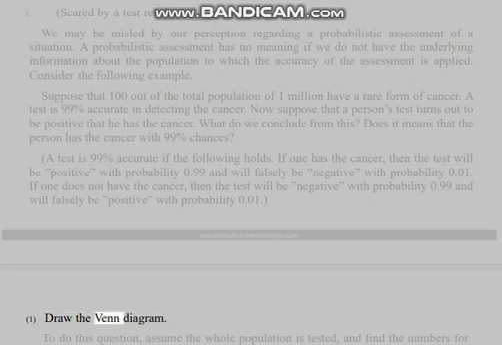1. Draw the Venn diagram. To do this question, assume the whole population is tested, and find the numbers for the following. 1. Those who have cancer. 2. Those who are positive. 3. Those who have the disease and the test correctly shows positive.